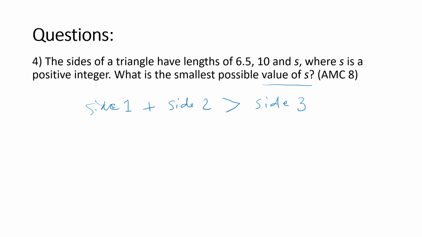So for the smallest possible value, the unknown s plus 6.5 should just be greater than 10, right? It's a positive integer, so s is a whole number. So 6.5 plus s should be greater than 10. So s at least has to be 4.